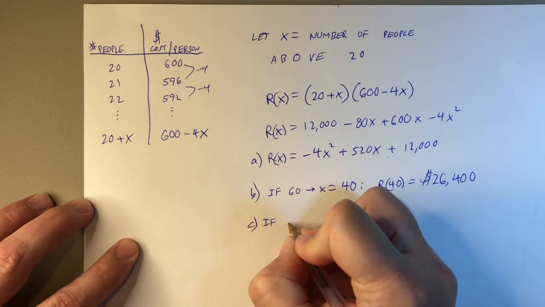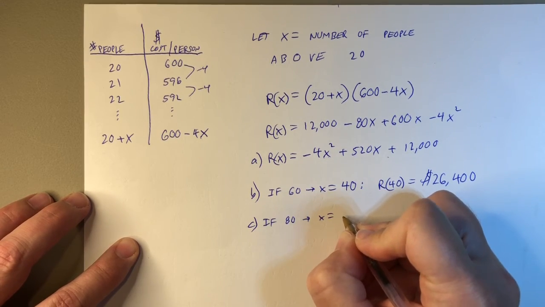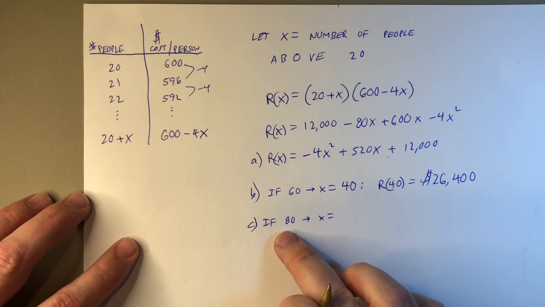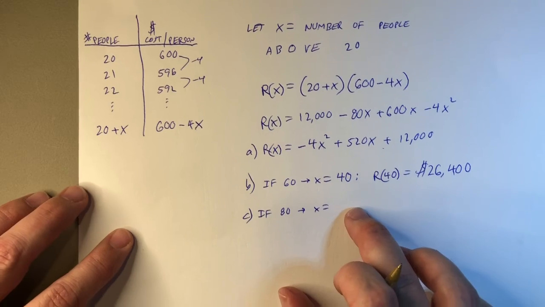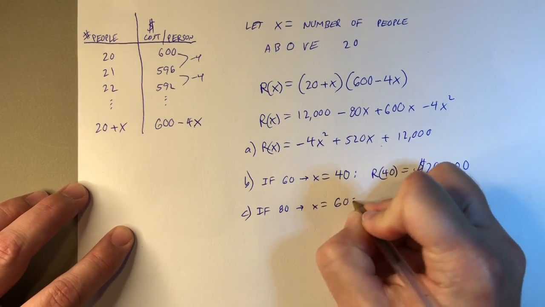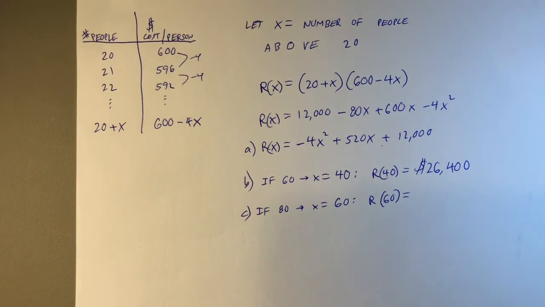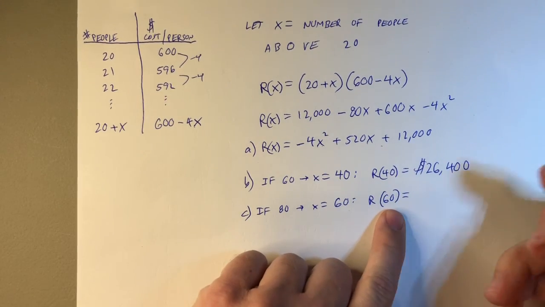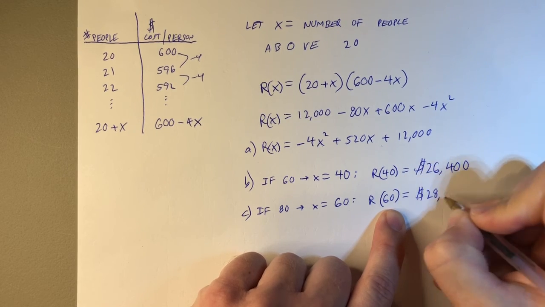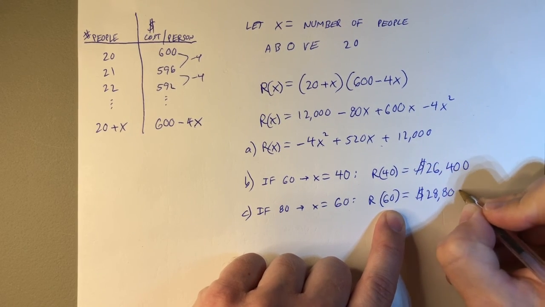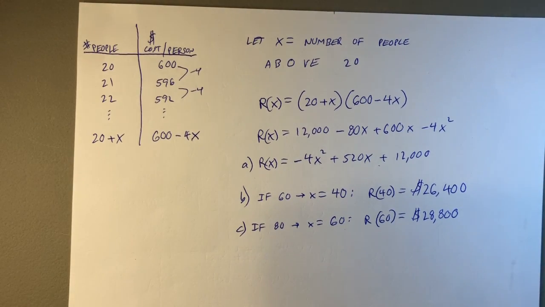Now, in a similar manner here, if 80 people sign up, then x is going to be equal to, well, what? 20 less than that, because remember what x is? X is the number of people above 20. So this has to be 60. So we look at the revenue for 60 additional people above 20, and that would give us a revenue of $28,800. All right, I'm on a boat.